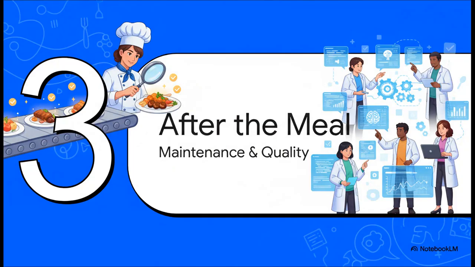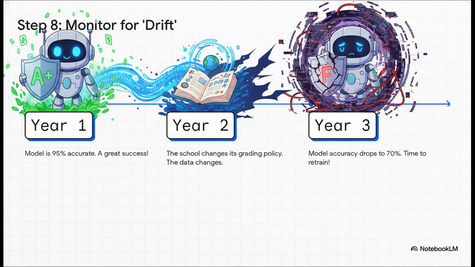But hold on, the job isn't done just because the meal is on the table. In a real restaurant, you have to make sure the quality is perfect every single day. The same is true for a data science model. It needs constant attention. And that brings us to our final and maybe most overlooked step. Number 8, monitoring. This timeline shows you exactly why this is so critical.